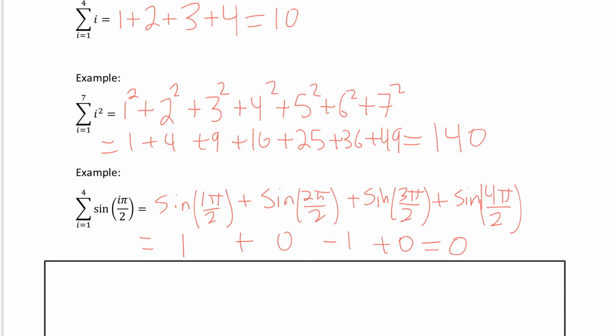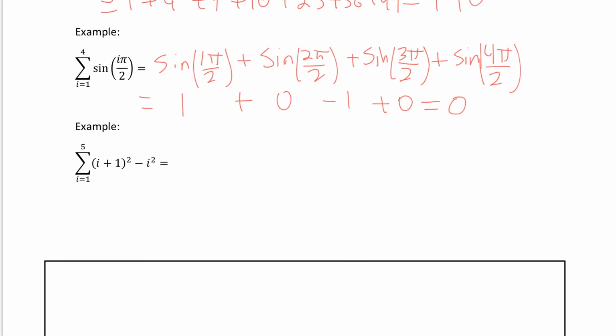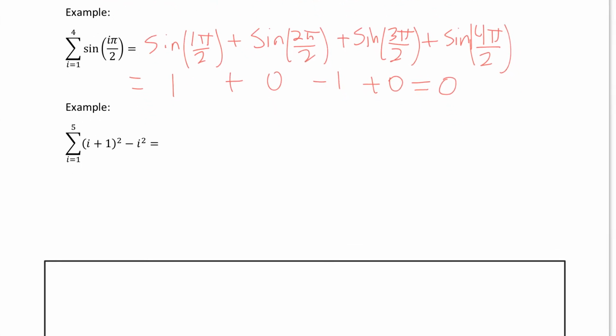Let's try another example. This one a little bit more interesting. So here we have the sum, i equals 1 to 5, of (i plus 1) squared minus i squared. So again, we're going to follow the same idea. When i equals 1, we're going to have 1 plus 1, or just 2, squared, minus 1 squared. This is all the first term in our sum. Then we put plus.